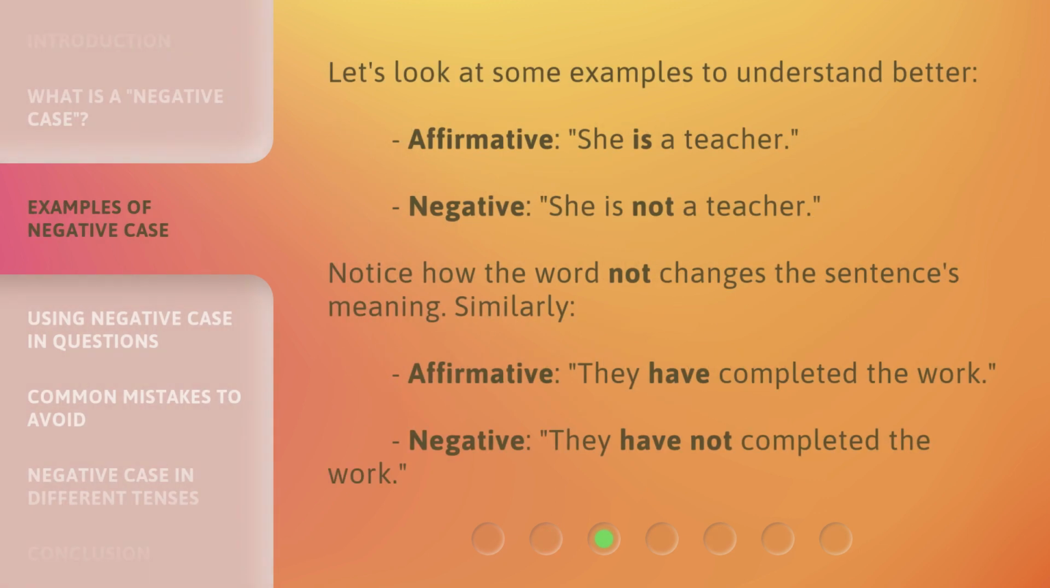Let's look at some examples to understand better. Affirmative: she is a teacher. Negative: she is not a teacher. Notice how the word not changes the sentence's meaning. Similarly, affirmative: they have completed the work. Negative: they have not completed the work.